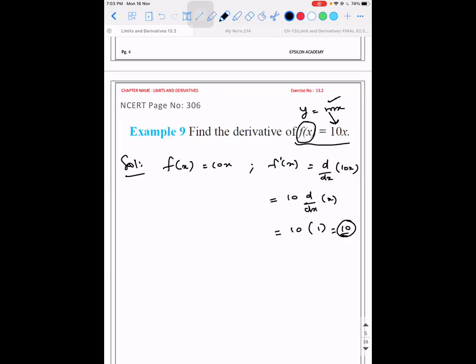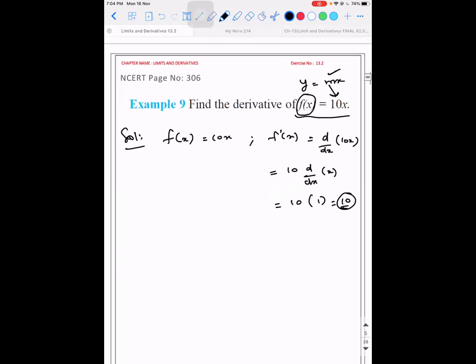I have a doubt, sir. Tell me. Here, if we substitute any value, it will still remain 10, no, sir? It will be 10 in this case, yes, because the slope of a straight line is constant everywhere. Okay, sir. Now I understand. Got it? Shall I move on?